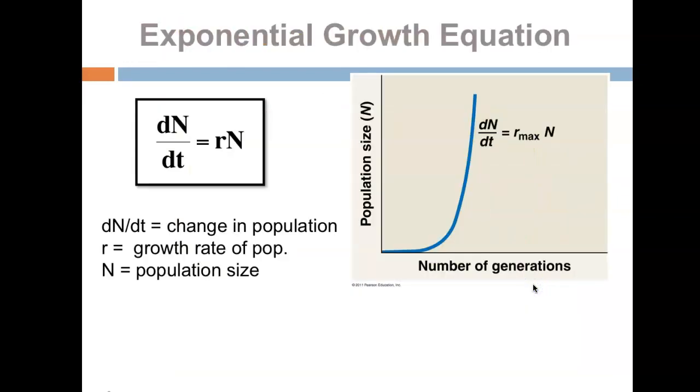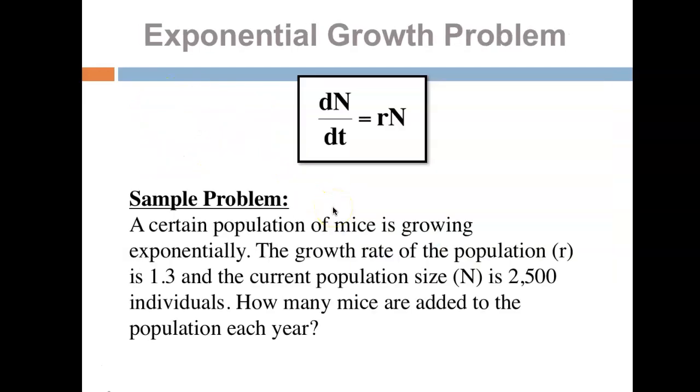The way that you're going to do calculations for exponential growth is using this formula right here. So the change in the population size, as indicated by dN over dt, it looks kind of scary, but all it means is how many extra individuals are being added. That's all that means. And what you do is you take r, which is a growth rate, and you multiply it by N, which is the original population size, and that will tell you how many extra individuals are being added. So here's a sample problem.